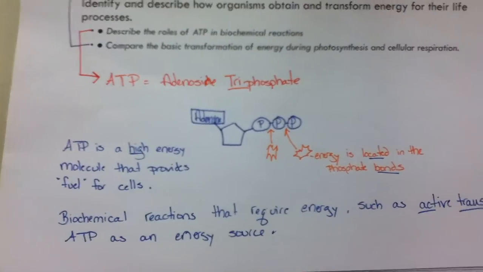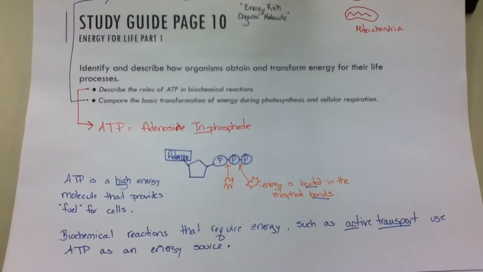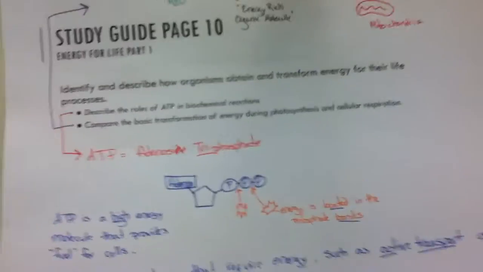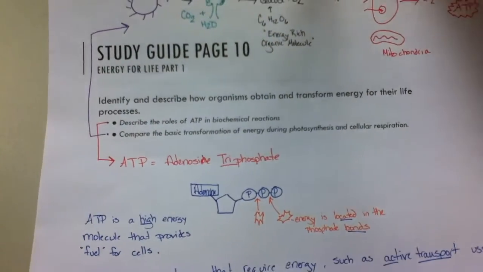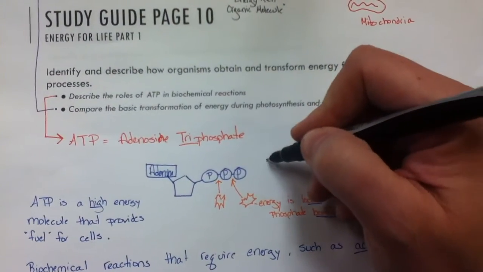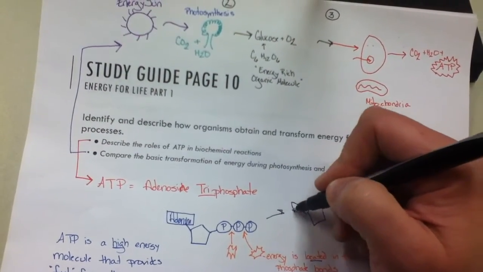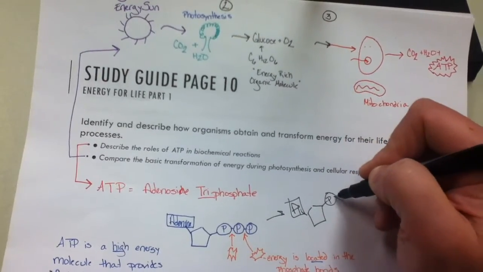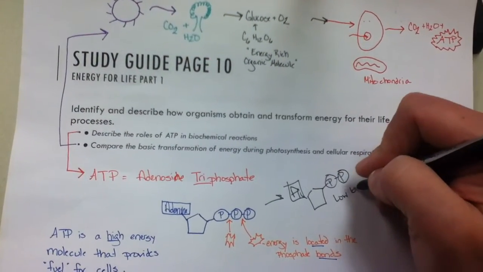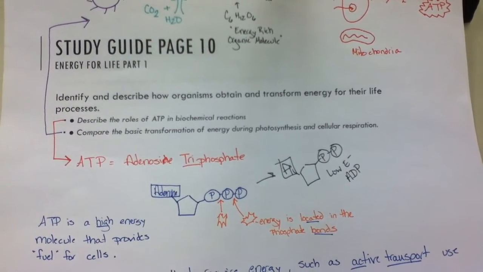Biochemical reactions that require energy, such as active transport, are going to use ATP as an energy source. So that's basically it. When ATP is used and that phosphate breaks off, the energy will be used, and you will end up with your sugar, your adenine, and now you're a 2-phosphate. This is a low energy molecule called ADP, which stands for adenosine diphosphate.